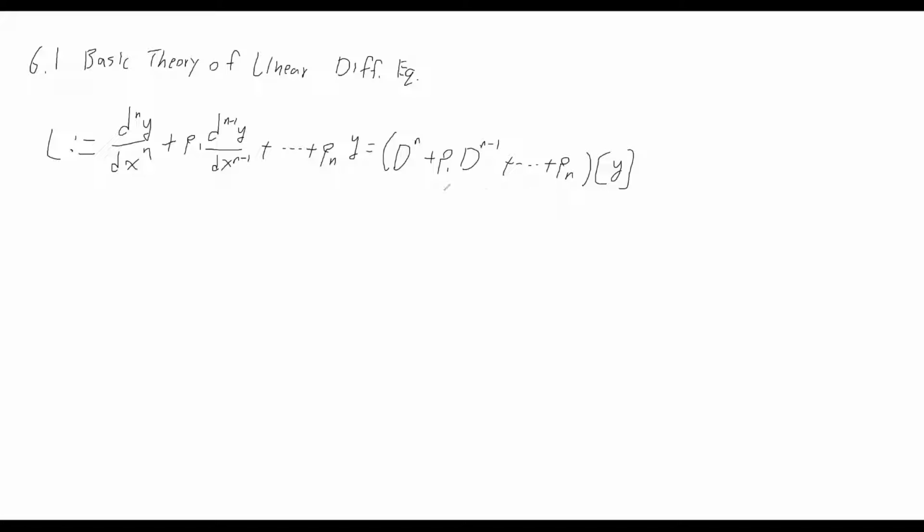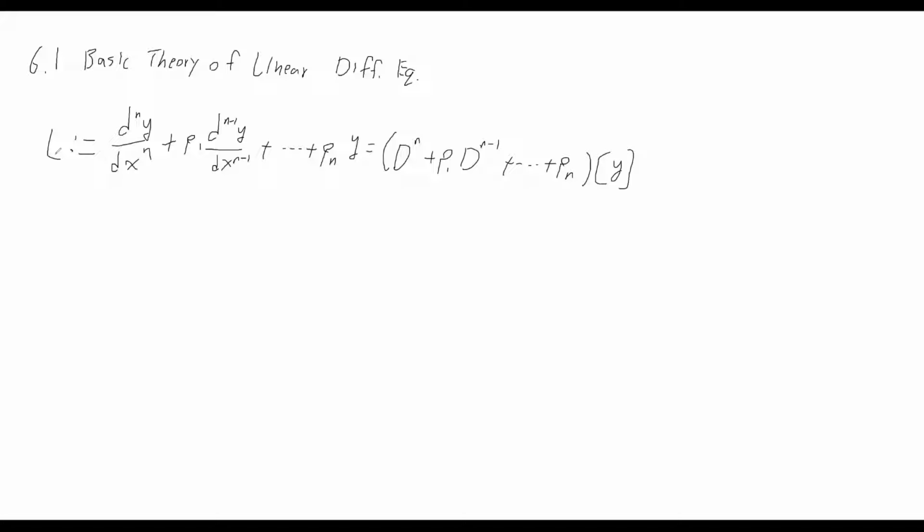And on the right-hand side, this is just another way to represent the linear operator. Now, this is just some introduction to the symbol that we will see later, but we're not going to focus too much on this symbol of L, just remember that L means a differential operator.